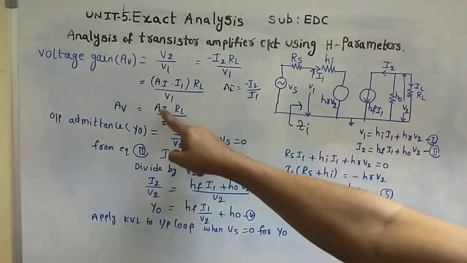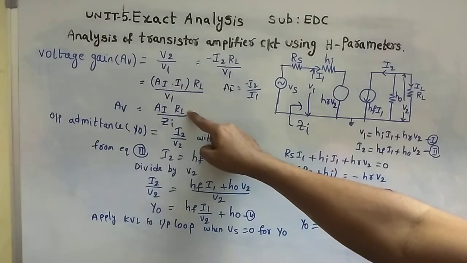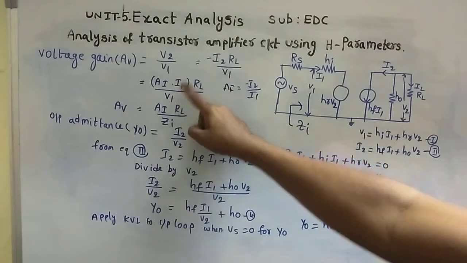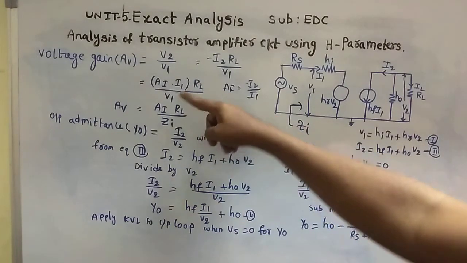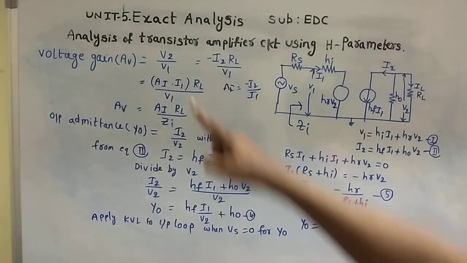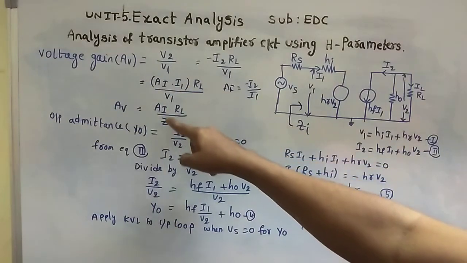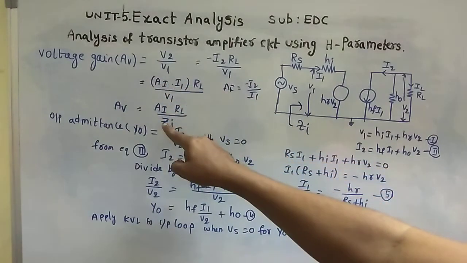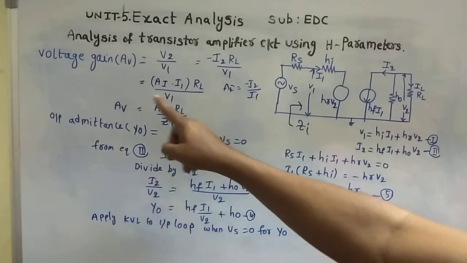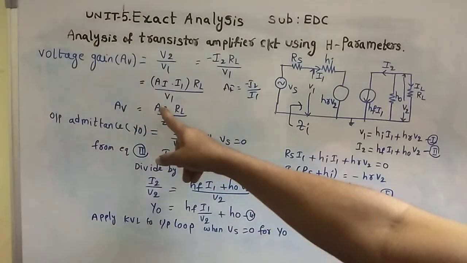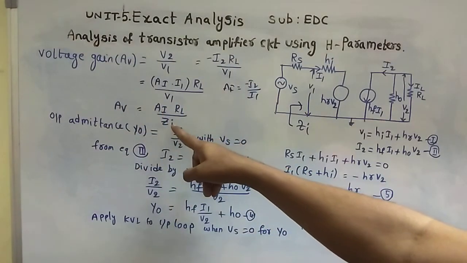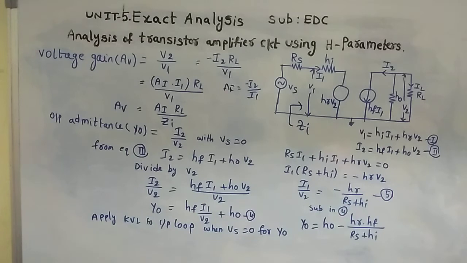So AI into RL, and V1 by I1 is nothing but Zi, so I1 by V1 is nothing but 1 by Zi. So AI into RL by Zi. Directly we can write the voltage gain equation in terms of input impedance as well as current gain: AV is equal to AI into RL by Zi. Similarly, you can go for output admittance.